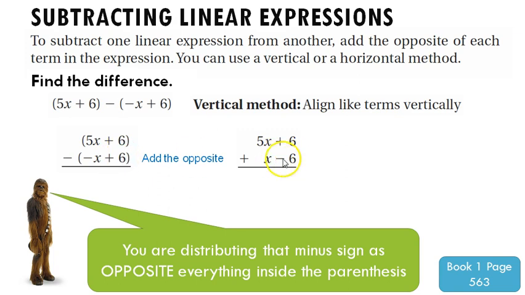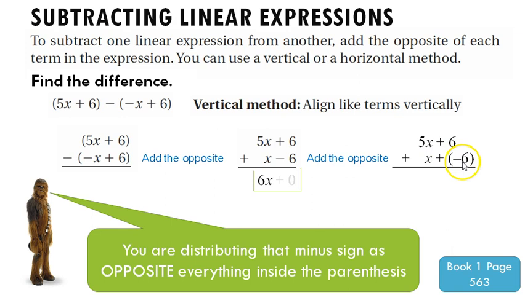Now we will rewrite this minus or subtraction part as add the opposite. At this point, we can already see that these would cancel out without any work, and we'll get 6x as a result. Let's follow the steps in case we get more complicated problems that will require us to add the opposite. So we will keep the x, change that minus to a plus sign, and that 6 becomes a negative 6.